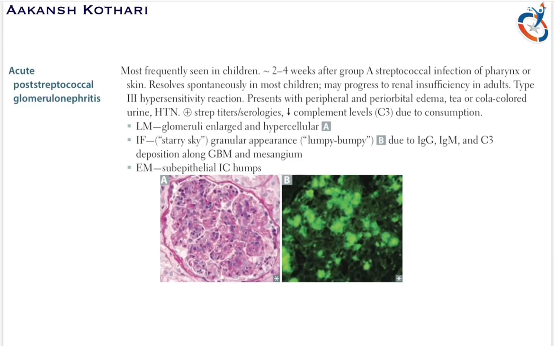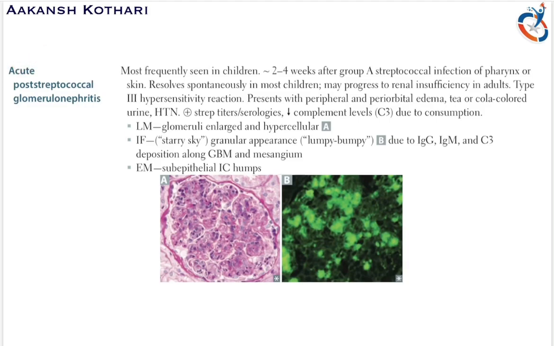So this is the basics of acute post-streptococcal glomerulonephritis. Now what do we see in electron microscopy? In electron microscopy, since there is deposition of these immunoglobulins, we see a subepithelial immune complex hump. That means in the subepithelial region, there is a deposition of immune complex which appears as humps. So is acute post-streptococcal glomerulonephritis clear? This is one of the most important nephritic syndromes.